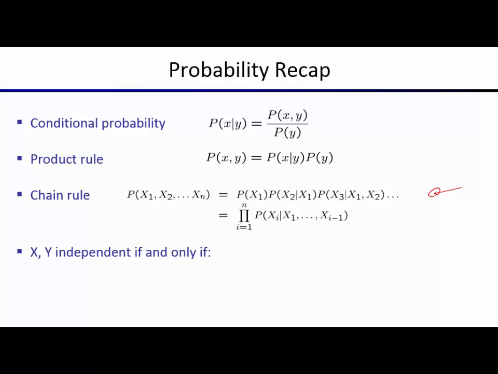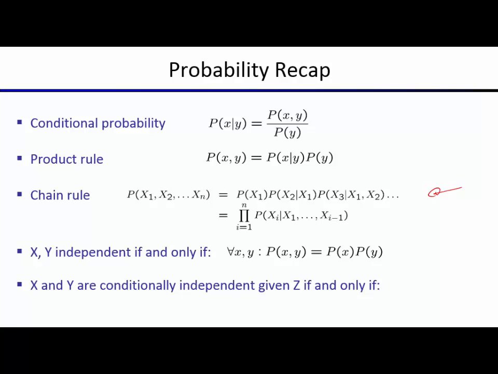Now, x and y are independent if and only if the following holds true, and this has to be true for all values x and y can take on, that the joint is equal to the product of the marginals. We also saw that that might be a strong assumption to make, and then in practice the assumption we'll mainly be working with is conditional independence.